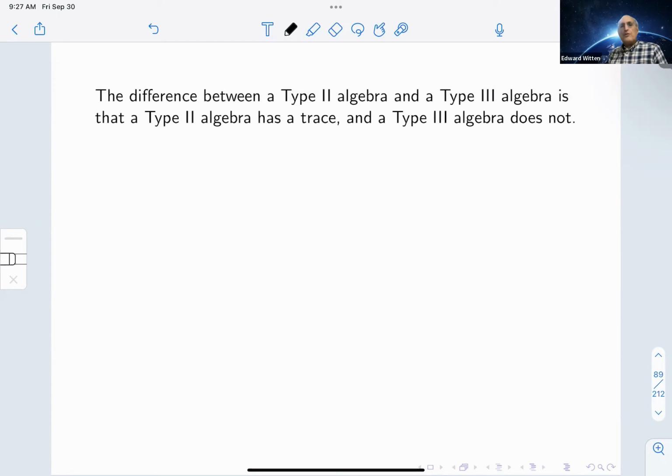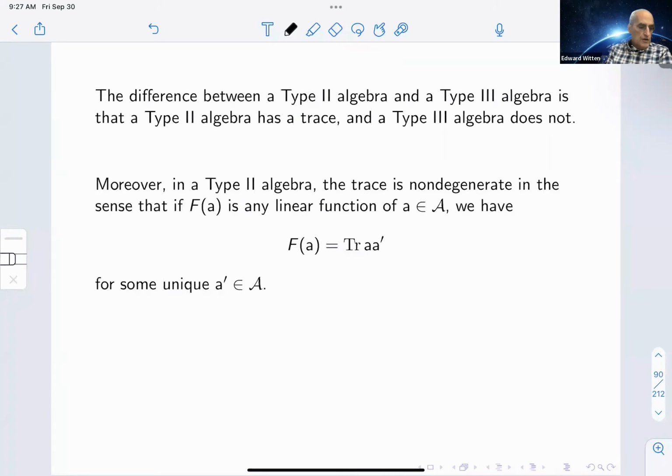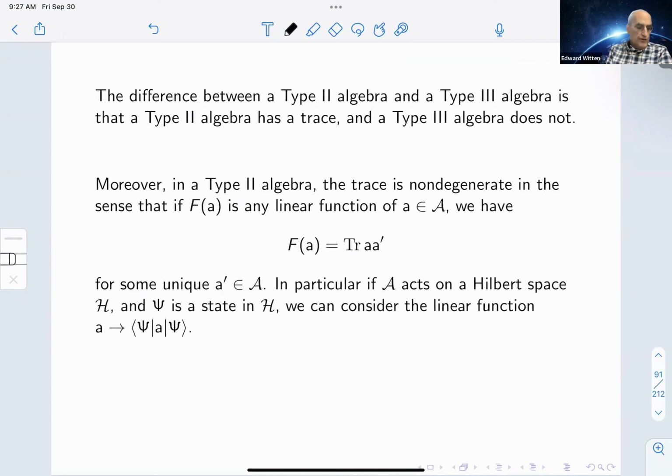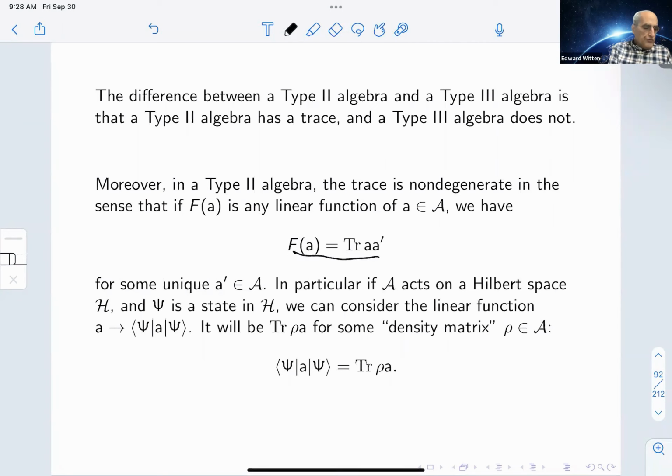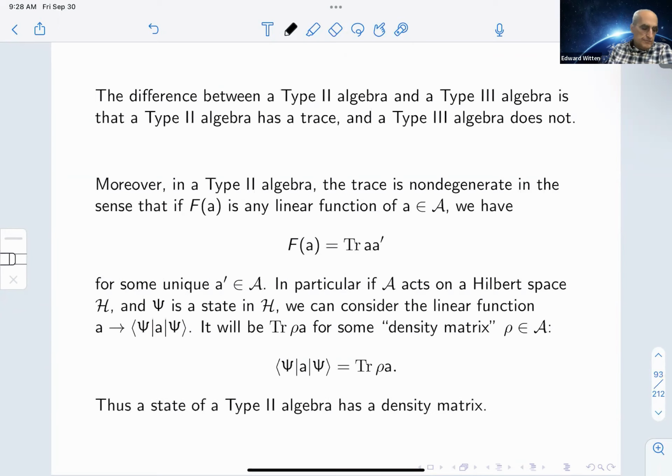The difference between a type 2 and type 3 algebra is that a type 2 algebra has a trace, and a type 3 algebra does not. Moreover, in a type 2 algebra, the trace is non-degenerate in the sense that if f of A is any linear function on the algebra, then f of A is the trace of A prime for some unique A prime in the algebra. In particular, if A acts on a Hilbert space H and psi is a state in H, we can consider the linear function that takes A to its expectation value in the state psi. And because of what I just said, that will be the trace of rho times A for some element of the algebra. So there will be some rho in the algebra that satisfies this condition. And since that's the condition by which density matrices are defined in ordinary quantum mechanics, it makes sense to call rho the density matrix. So a state of a type 2 algebra has a density matrix.